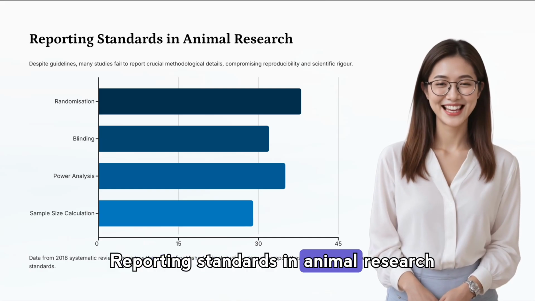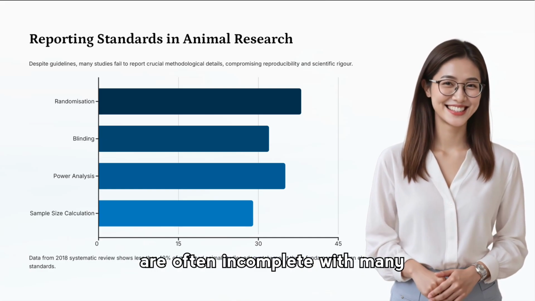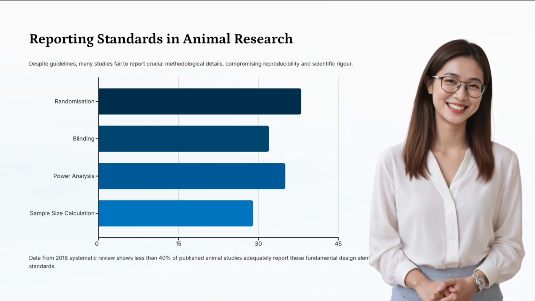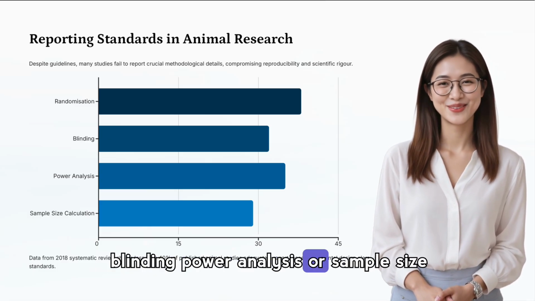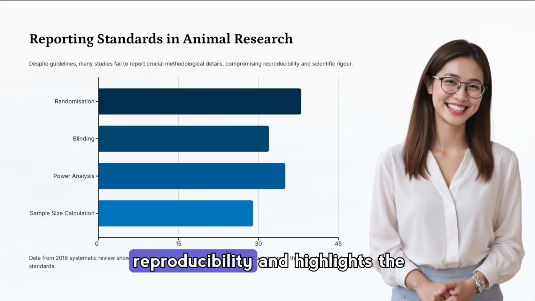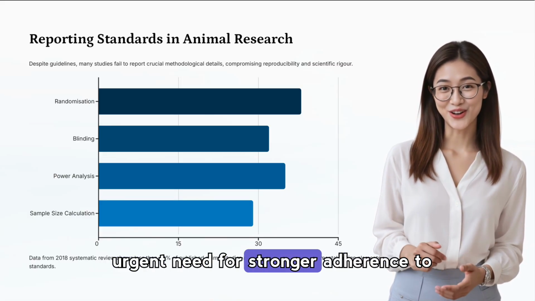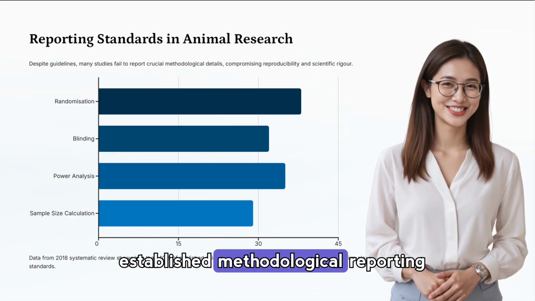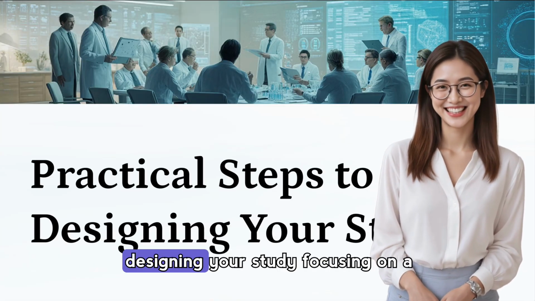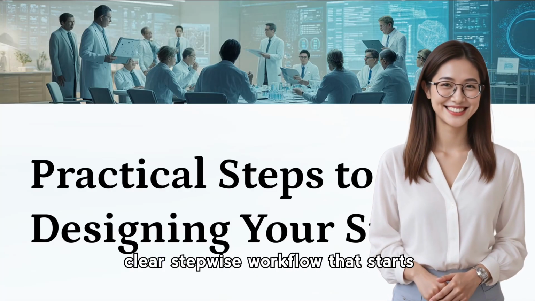Reporting standards in animal research are often incomplete, with many studies failing to describe key elements such as randomization, blinding, power analysis, or sample size calculations, and this gap undermines reproducibility and highlights the urgent need for stronger adherence to established methodological reporting guidelines.